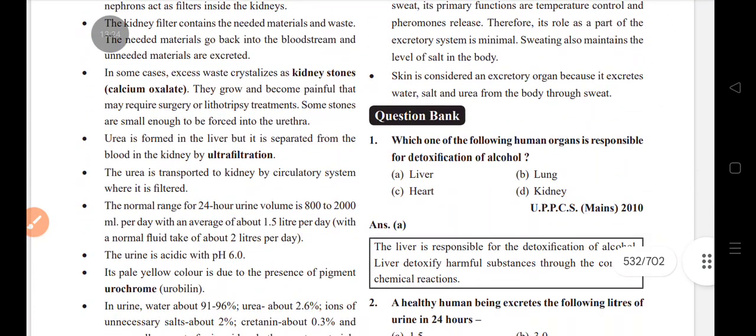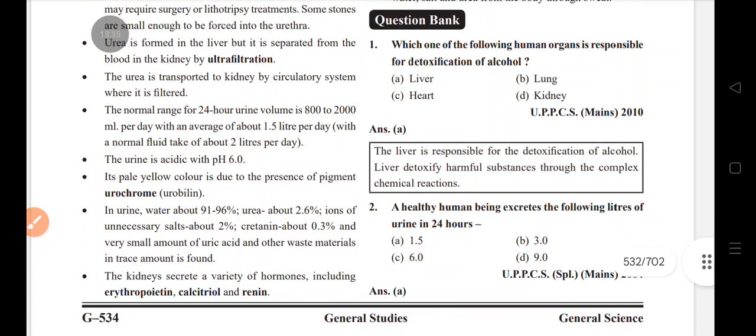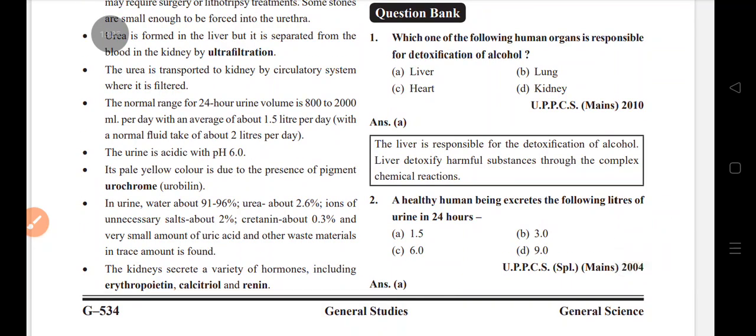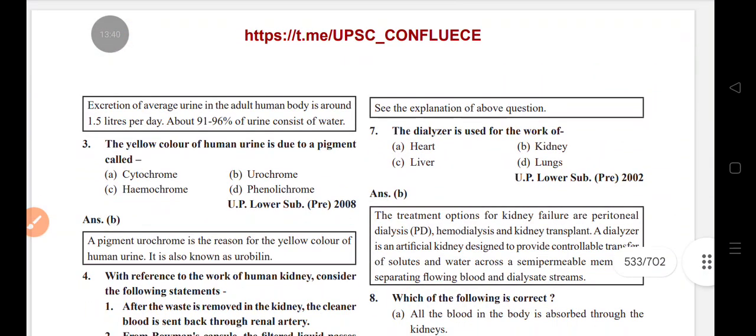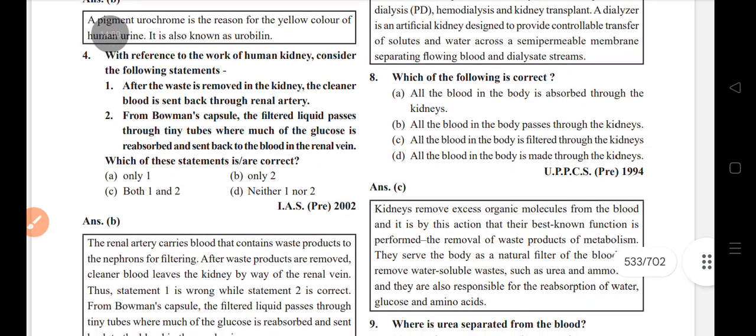Which of the following human organs is responsible for detoxification of alcohol? Liver. A healthy human being excretes the following liters of urine in 24 hours: 1.5. The yellow color of human urine is due to the pigment urochrome. With reference to the work of the human kidney, consider the following. From Bowman's capsule, the filtered liquid passes through a tiny tube where much glucose is reabsorbed and sent back to the blood in the renal vein.